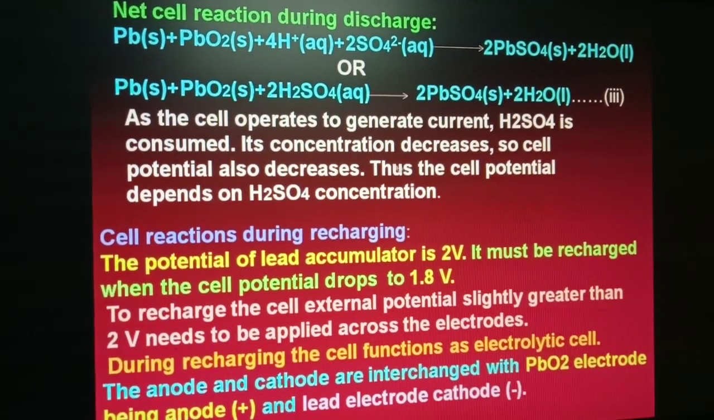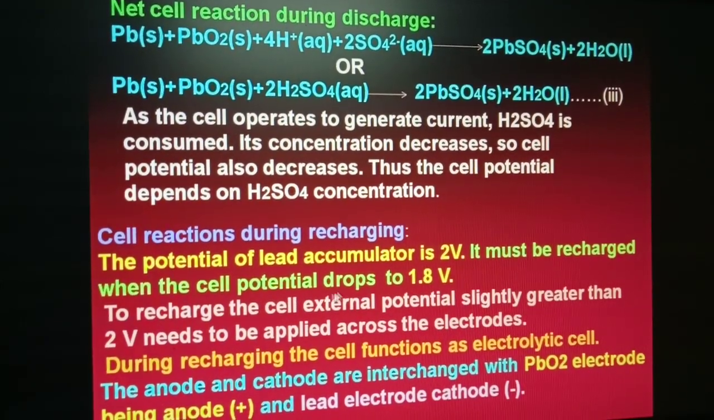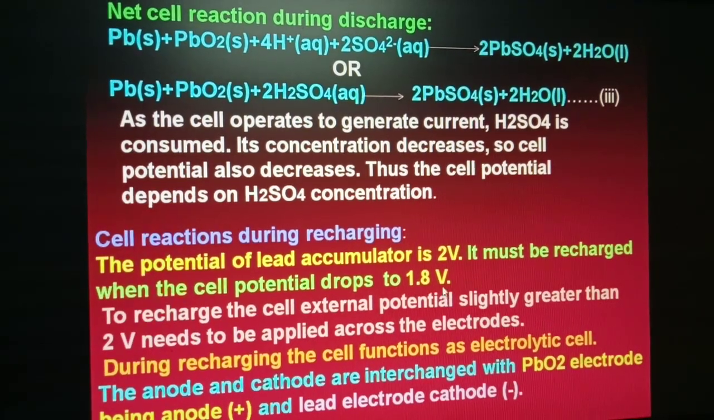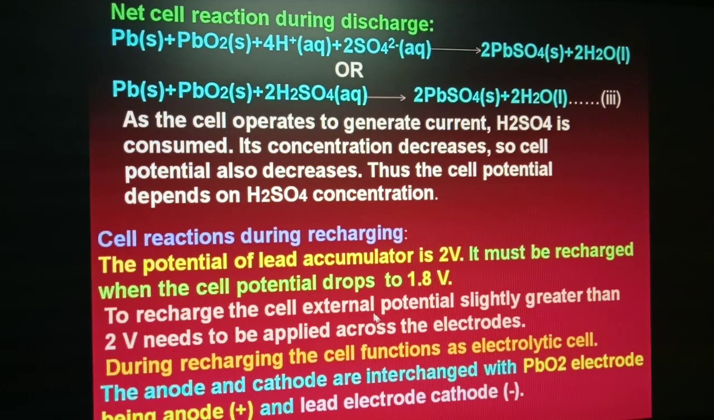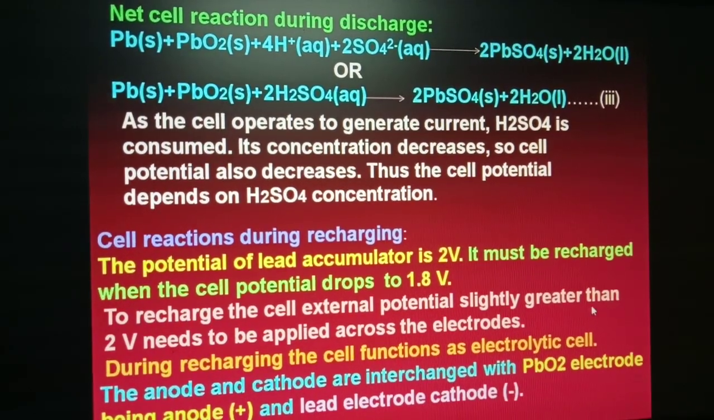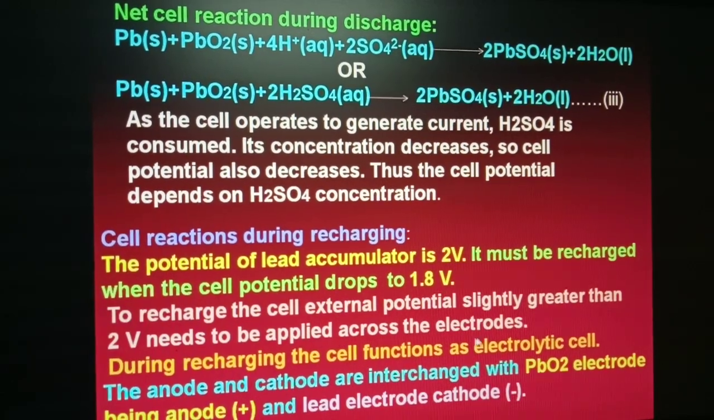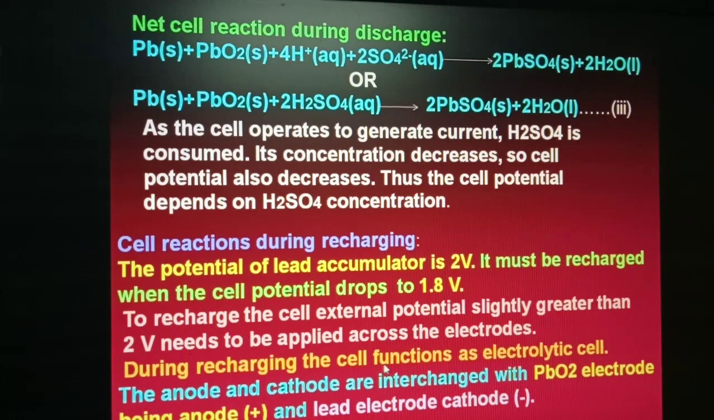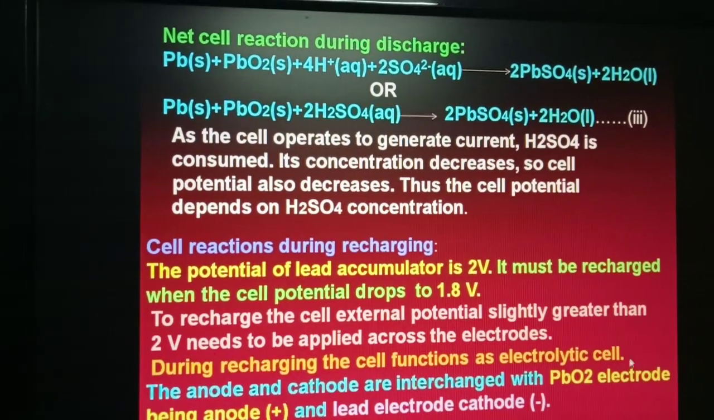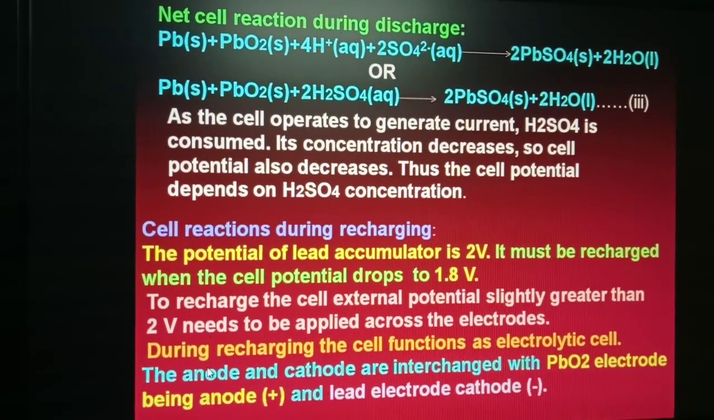The potential of the lead accumulator is 2 volt. So it must be recharged when the cell potential drops to 1.8 volt. To recharge the cell, an external potential slightly greater than 2 volts needs to be applied across the electrodes. So during recharging, the cell will function as an electrolytic cell, with exactly reverse behavior of the electrodes.